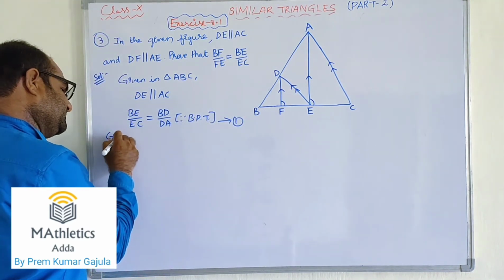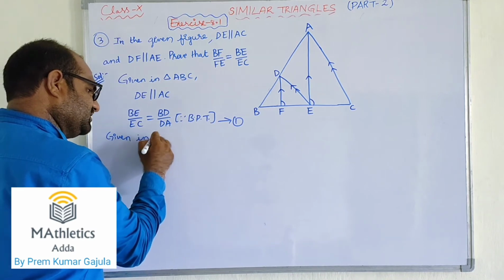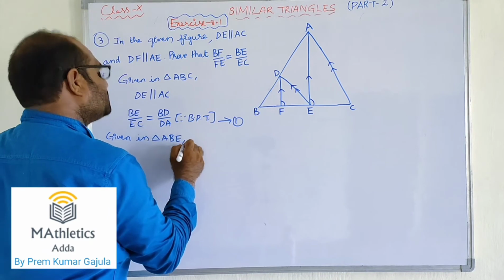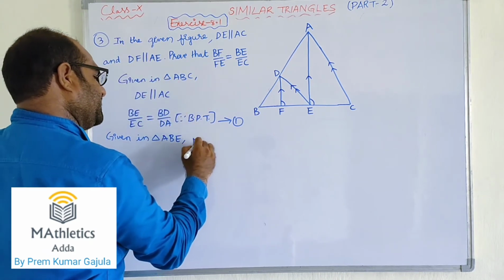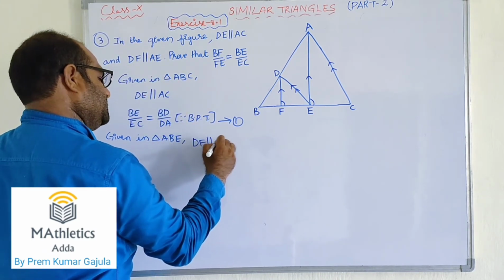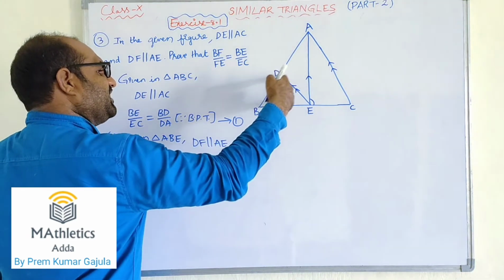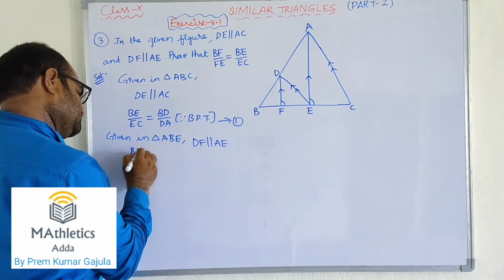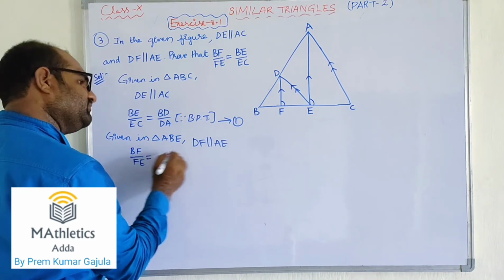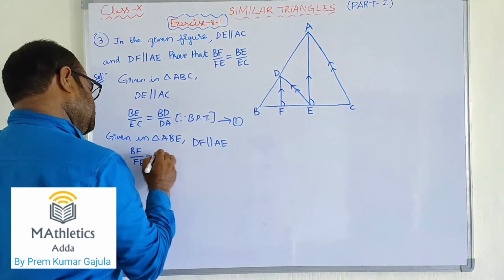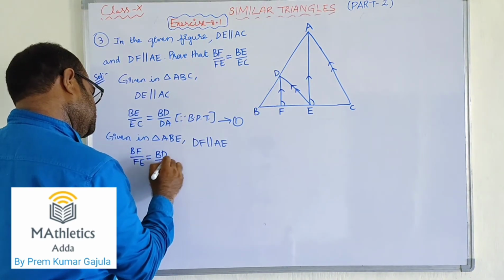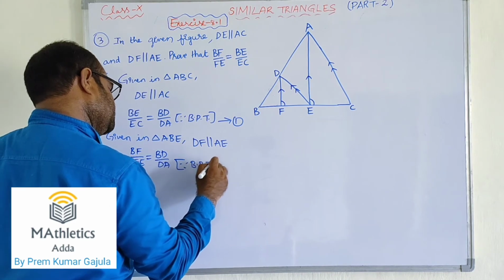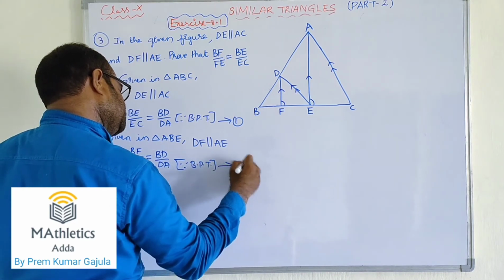And also it is given that in triangle ABE, what is given? DF is parallel to AE. So if DF is parallel to AE, then we can write BF by FE is equal to BD by DA from BPT again. Let it be equation number 2.